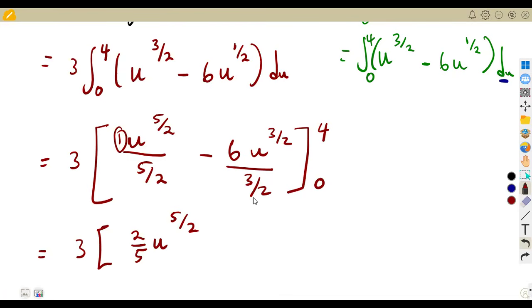3 over 2. That will give you a negative 4. So that's negative 4 u to the exponent of 3 over 2. We substitute back our limits as usual, 4 to 0. All right, this is what I was explaining now.